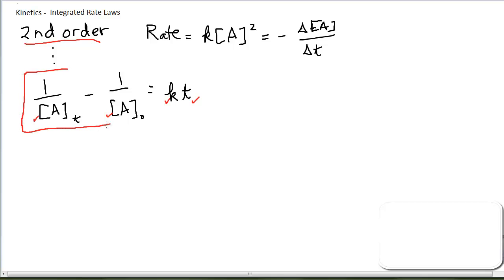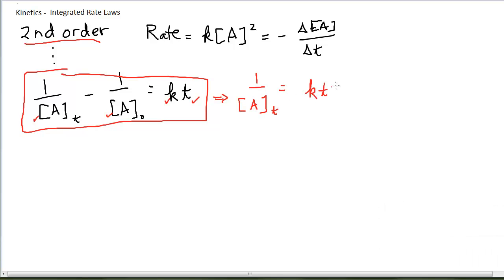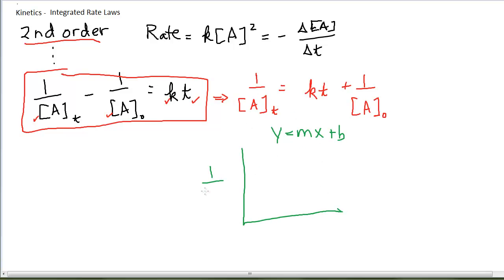A little bit of algebra leads us to another useful form for this reaction. And again, this is the equation for a straight line, y equals mx plus b, and so a plot of 1 over concentration on the y-axis and time on the x-axis gives me a straight line. In this case it's a positively sloping line where the slope is equal to the rate constant k and the y-intercept is equal to 1 over the initial concentration. Again, two useful forms of my integrated second order rate law.